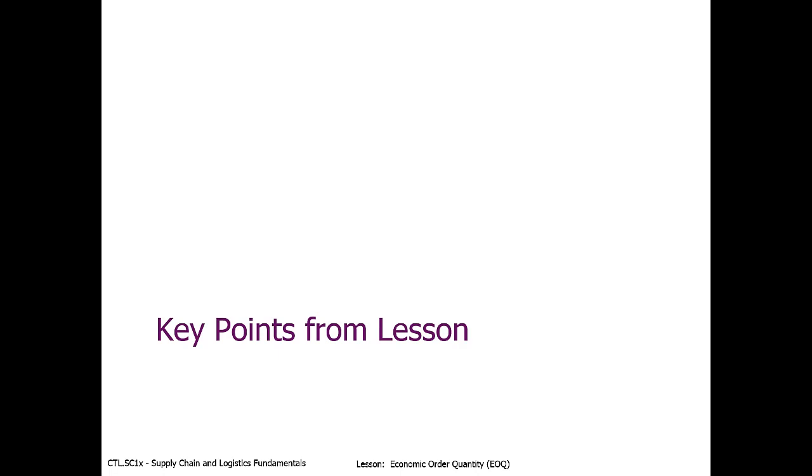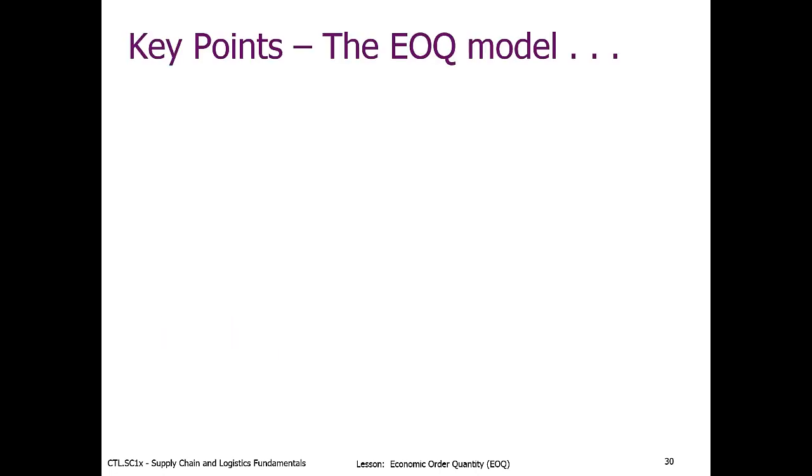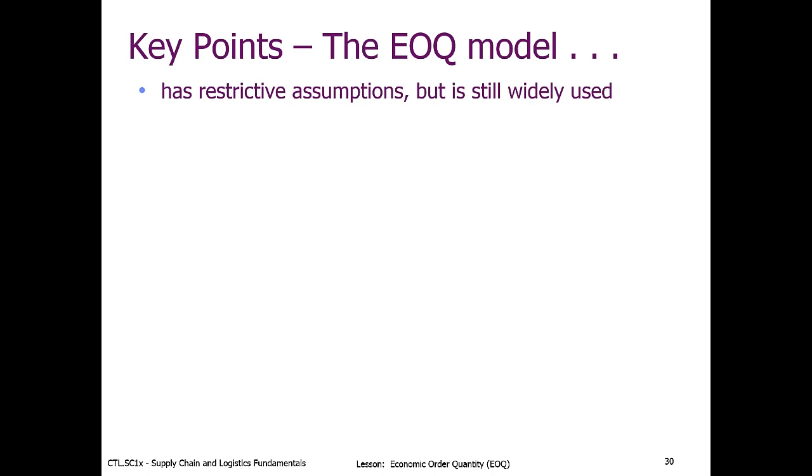Okay, so the key points from this whole lesson about introducing economic order quantity, there's a couple things that you should take away. The first thing is the EOQ model. Yes, it has restrictive assumptions. You saw that whole list of assumptions, but it's still widely used. And whenever you have a case where you have relatively stable demand, it's a good place to start.